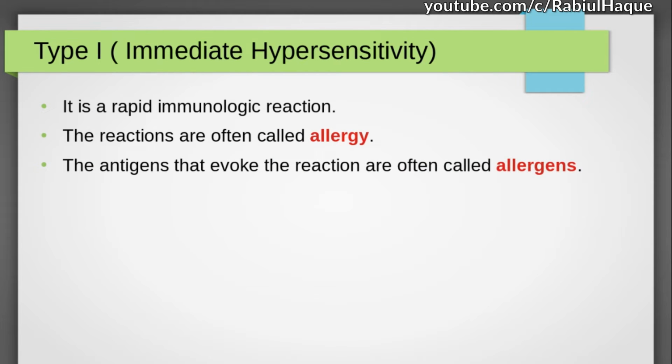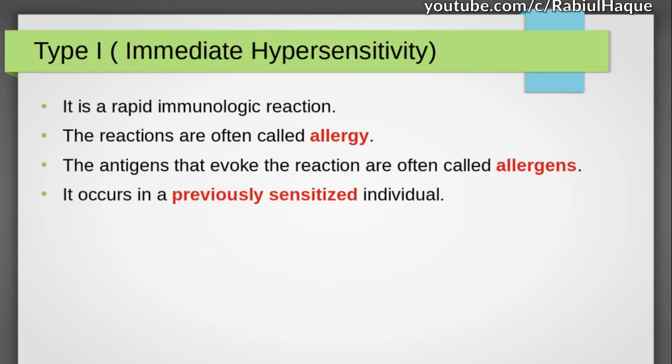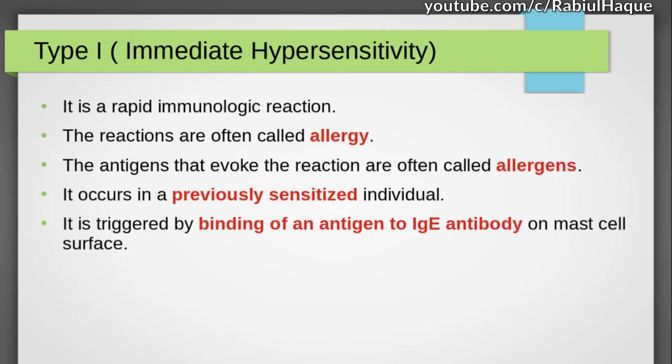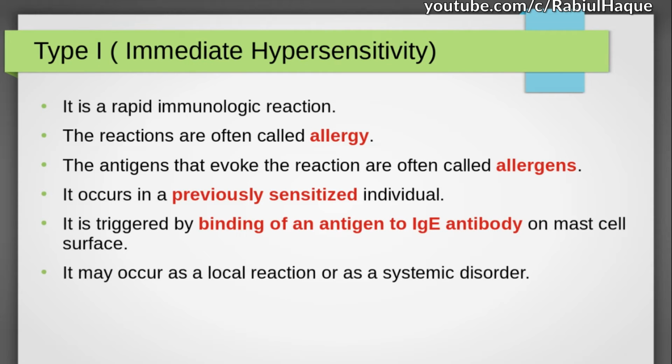It occurs in a previously sensitized individual, and as we have already mentioned, it is triggered by binding of an antigen or allergen to immunoglobulin E antibody on mast cell surface. And always remember, it may occur as a local reaction or as systemic disorder.